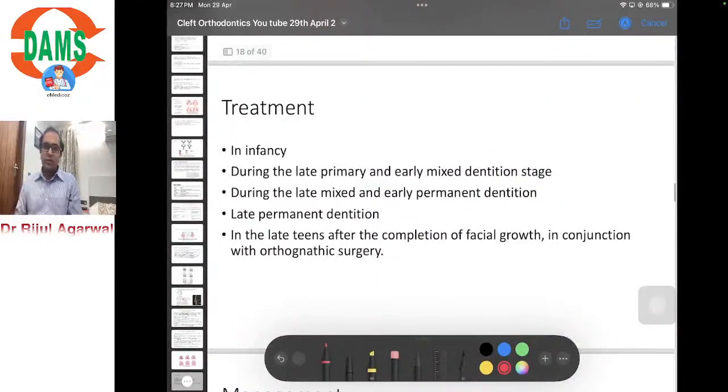So this was the prenatal diagnosis. We can diagnose prenatally, but we cannot do any kind of treatment till now. Till now we have just diagnosed and classified cleft lip and palate and got to know its causes.